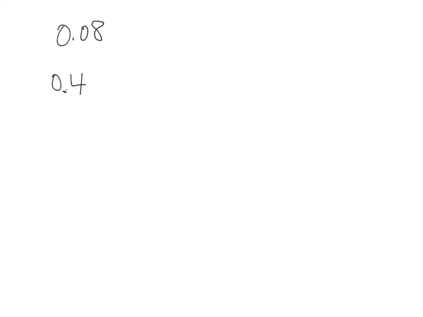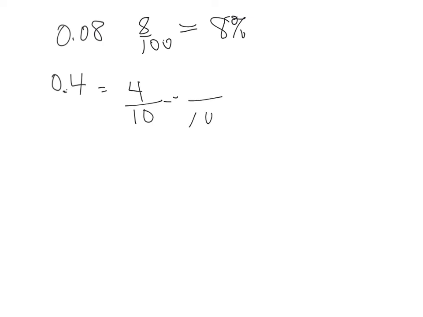Pause the video while you change these decimals to percents. First, I'll read this first one as 8 hundredths. So that's 8 over 100. It's out of 100, like percent is, so that's 8%. The next one is read 4 tenths. I need to change it to hundredths. So multiplying by 10 makes 40 hundredths, so 40%.